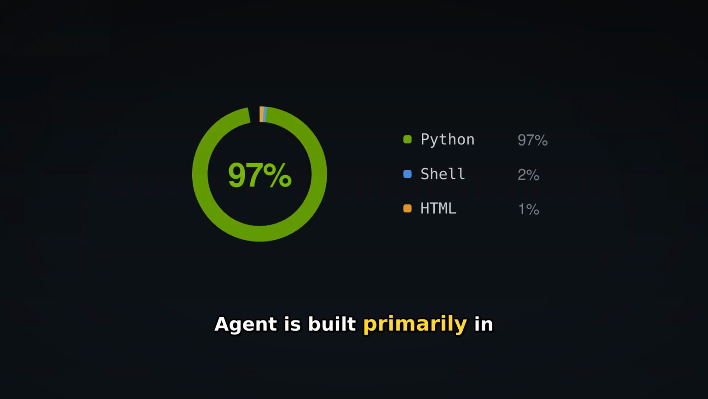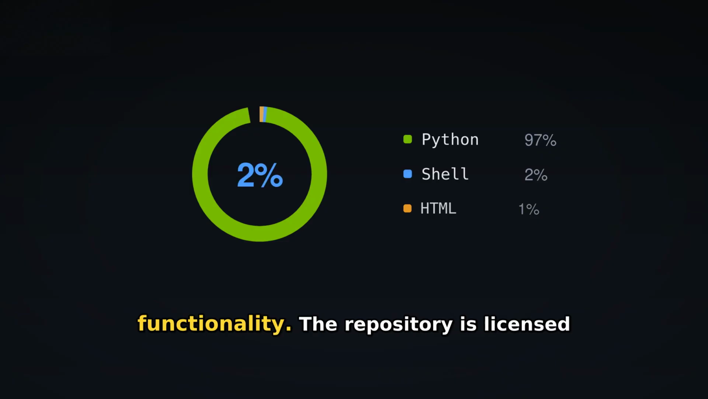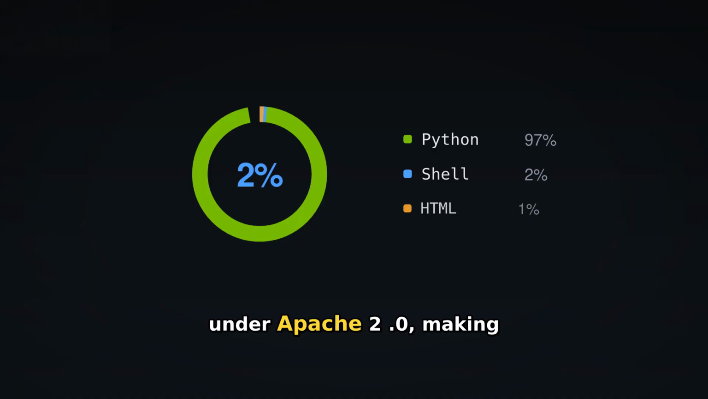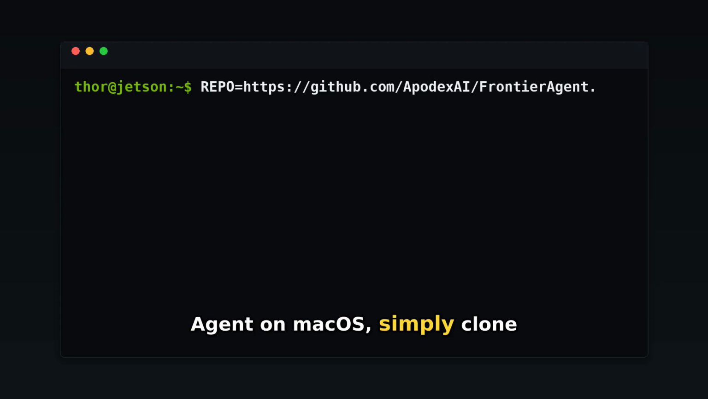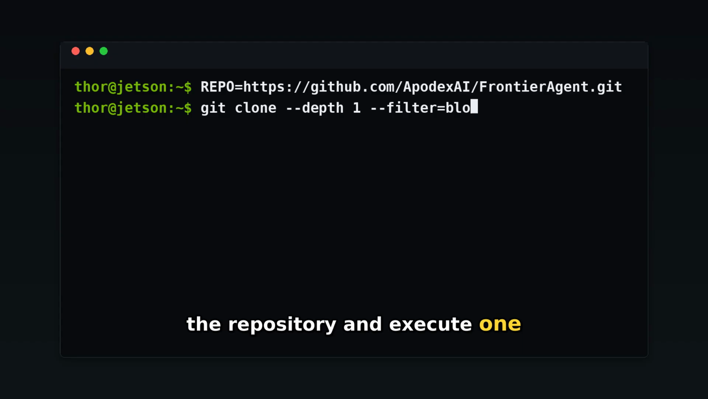FrontierAgent is built primarily in Python, with a small amount of JavaScript and Shell for functionality. The repository is licensed under Apache 2.0, making it open source and free to use. To run FrontierAgent on macOS, simply clone the repository and execute one command.